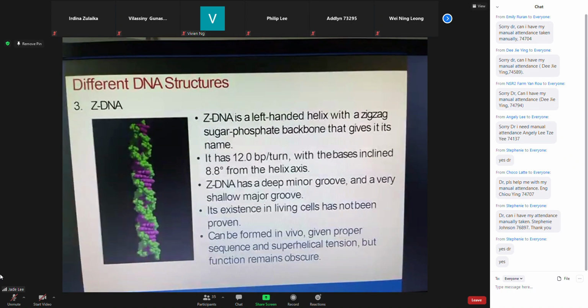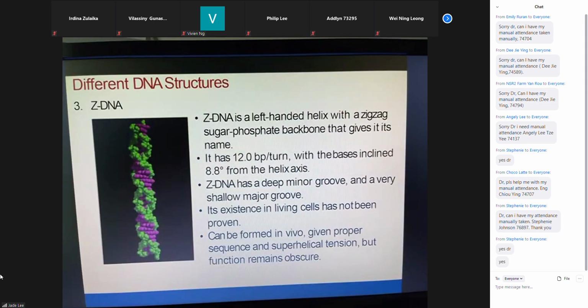How about the Z? The Z DNA is left-handed. Just now A and B are right-handed, right? But this one, the Z is the one that is left-handed with the zigzag sugar-phosphate backbone that gives it the name. So it has a 12 base pattern with the bases inclined at 8.8 degrees from the helix. So it is kind of in between. A is 13 degrees, and B is 2 degrees, and this one is in between, at 8.8.